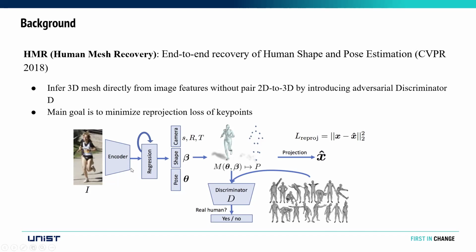Given the input image to a CNN-based encoder, this encoder encodes the image feature and sends it to an iterative feedback regression to produce the 3D parameters of the SMPL model. Then the SMPL model outputs the 3D human mesh, with the goal to minimize the reprojection loss. This HMR model adopts a discriminator to determine whether the given 3D human mesh is from a real human body or not. By taking advantage of the discriminator, it can be trained without using any 2D to 3D supervision.